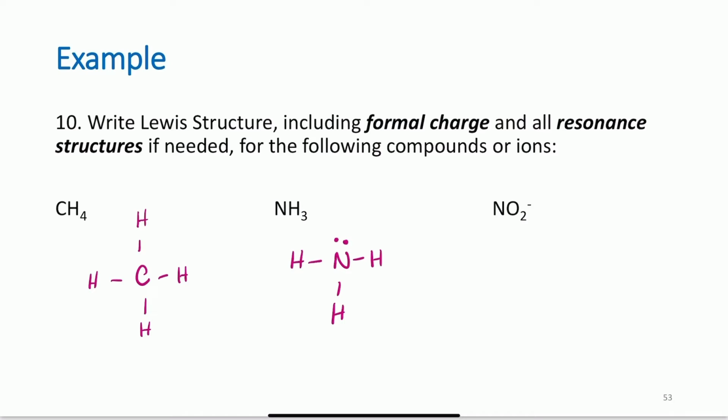NO2 minus, nitrogen has 5 valence electrons, 2 oxygens, which each have 6 valence electrons, and a -1 charge, overall 18 valence electrons.